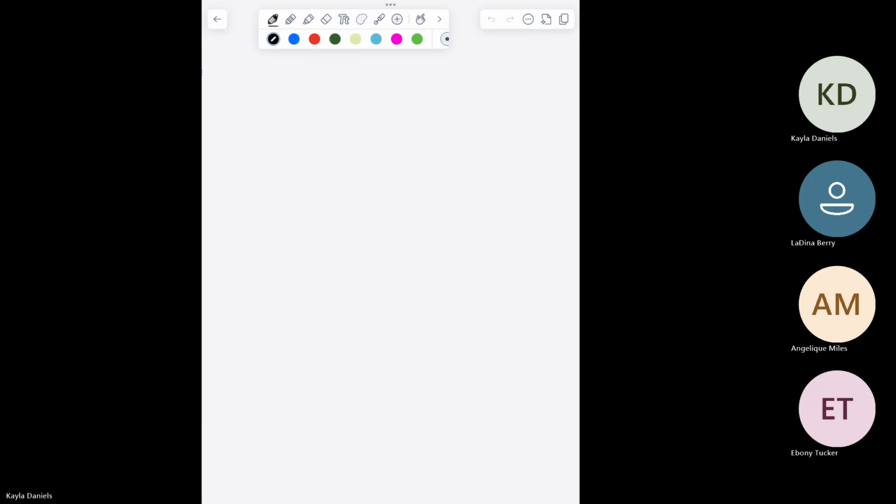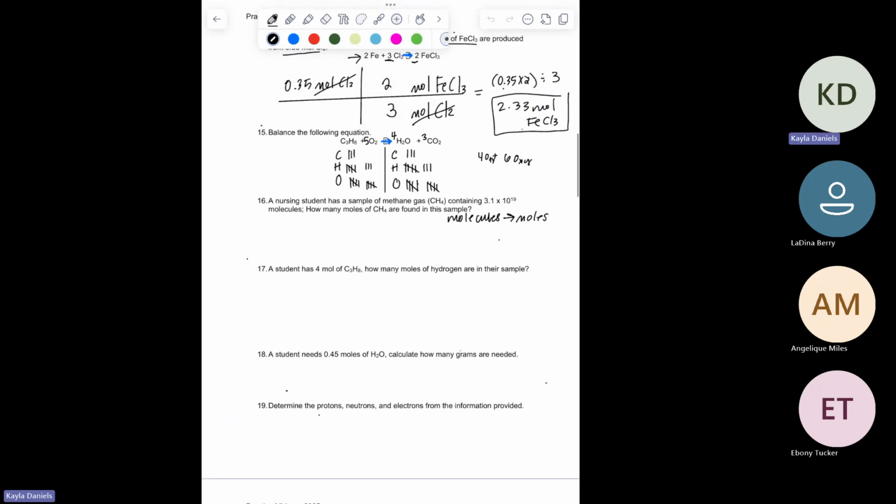Avogadro's number says that 1 mole equals 6.02 times 10 to the 23rd molecules. Now that I know that relationship, I just need to set myself up with my little t-chart here. So I'm going to start with what I'm given, 3.1 times 10 to the 19th molecules.